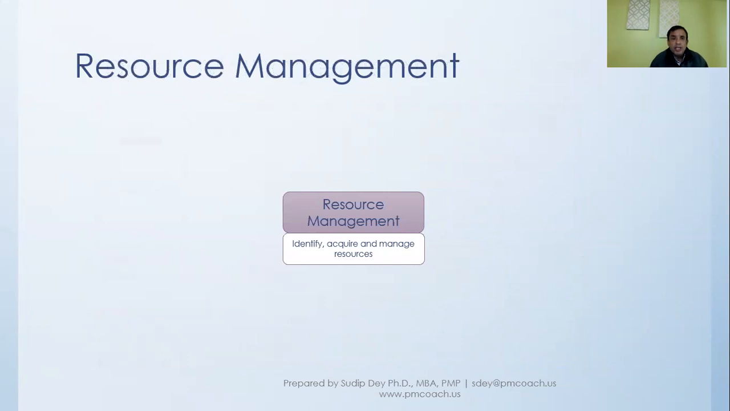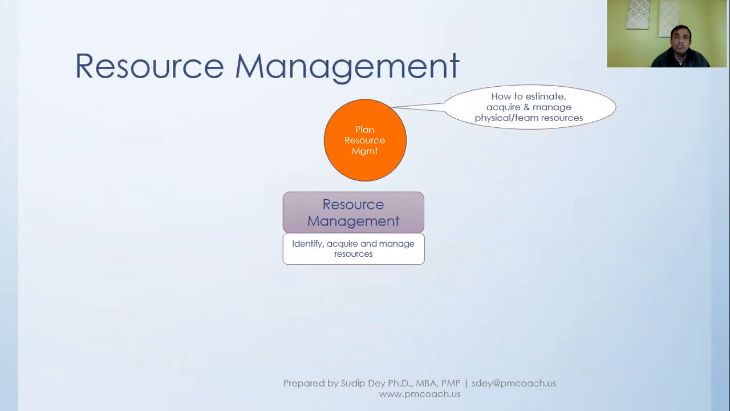And quite interestingly, this is one knowledge area that got changed in the 6th edition. In 5th edition, this used to be called human resource management, and the focus was mostly on human resource. Here, in this 6th edition, this has been expanded to include other kinds of resources. So when we talk about managing resource here, we are talking about team resource, which is the human resource, as well as physical resources.